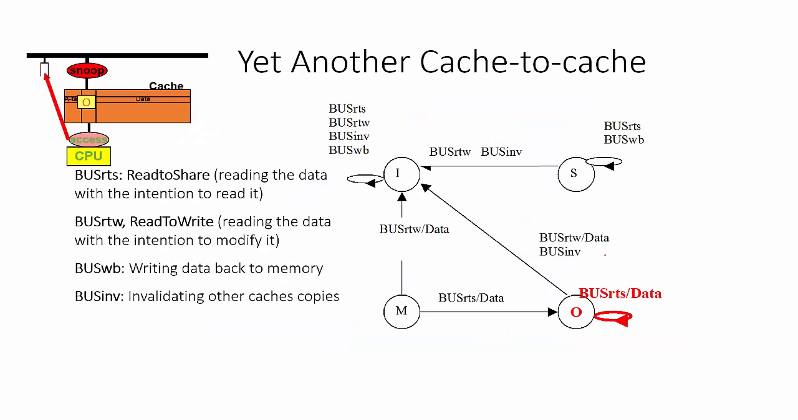Let's have a look at a different kind of cache-to-cache transfer. In this case, we have the cache line in the owned state. If we see someone else who wants to read the data, a bus read to share, we have to supply the data. And that's a cache-to-cache transfer. So we see the bus read to share, and we have to supply the data.